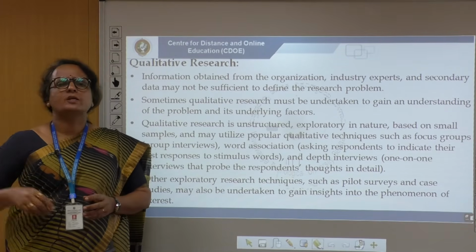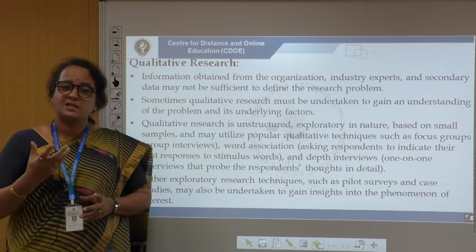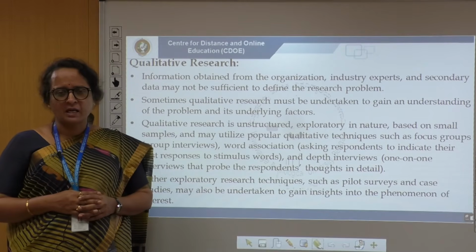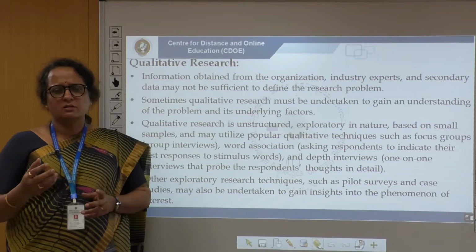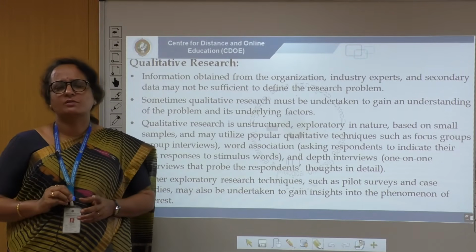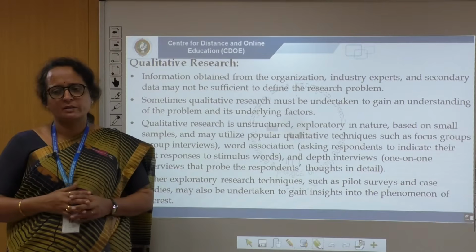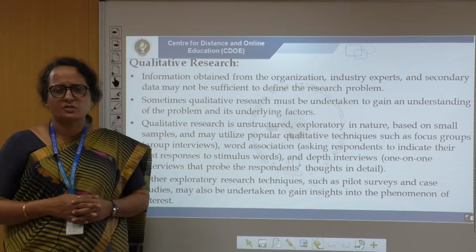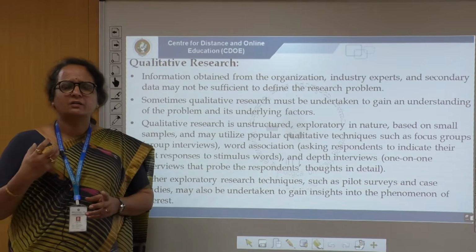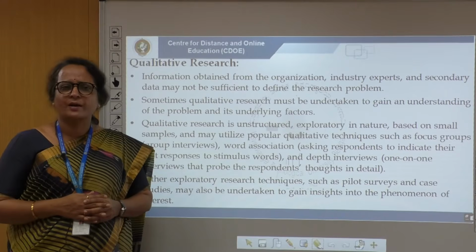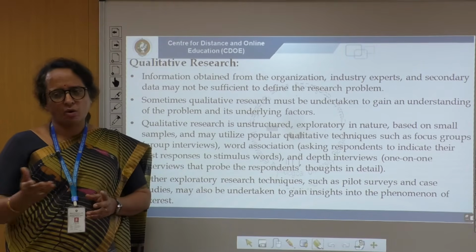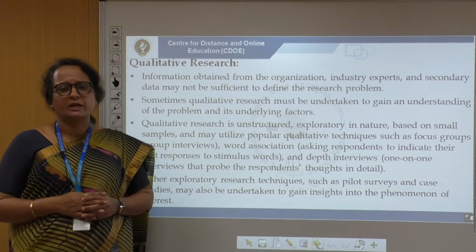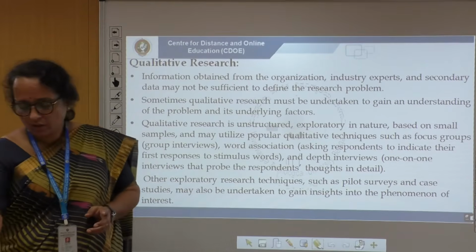So these are the various techniques used by the researcher to understand the nature of the problem. Other exploratory research techniques include pilot surveys. A pilot survey is done on a small basis: initially a few sample respondents will be chosen and information is extracted. In case studies, one or two cases will be taken, and a detailed, thorough analysis will be made of such cases. All such techniques can be used to gain insights into the phenomena of interest. So this is all about the 4th step.